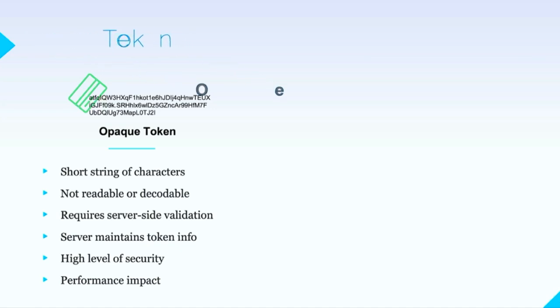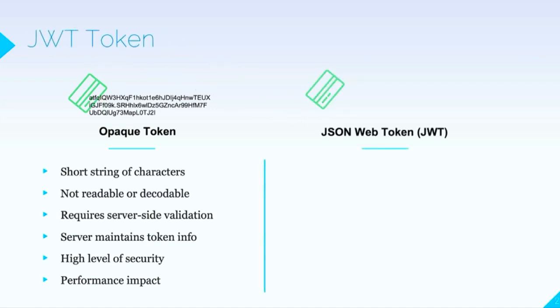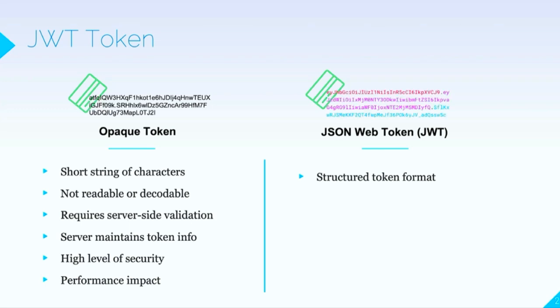Now let's move on to the structured JSON Web Token, or JWT for short. A JWT is a structured token format written in JSON, JavaScript Object Notation, which means it's not just a random string of characters. Instead, it's a token that actually contains information about the user and the permissions granted. Let's break down the structure of a JSON Web Token. A JWT is composed of three main parts: the header, the payload, and the signature.